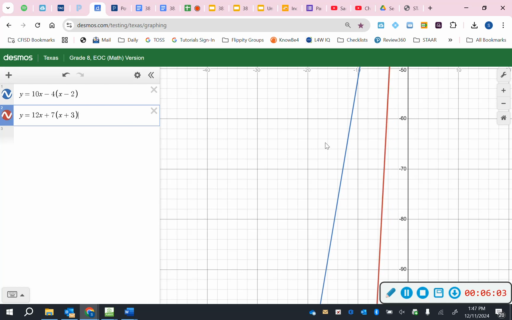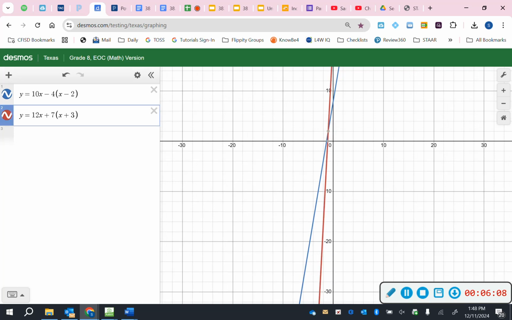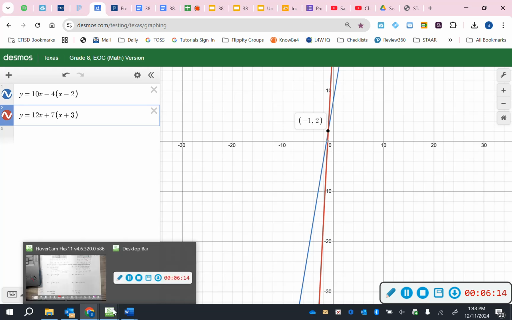Here's my two lines. I'm going to go and look and see where they cross. They're getting closer, getting closer. Tap where I think they cross, and then click on the point. Our answer is our first number, so x equals negative 1.